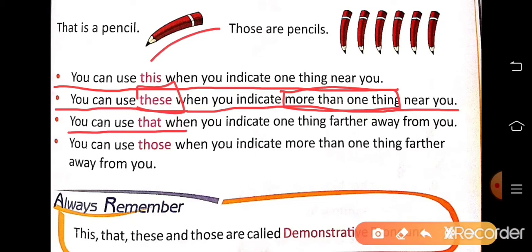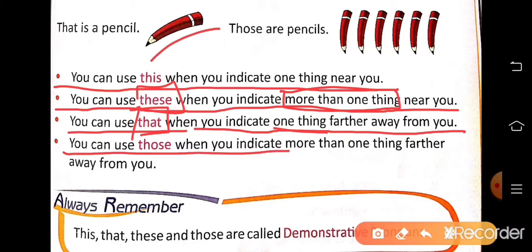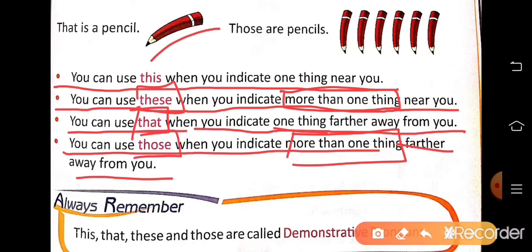You can use that when you indicate one thing farther away from you. जब कोई चीज़ आपसे दूर होती है आप उसको इंडिकेट करते हैं वन थिंग सो we use that. You can use those when you indicate more than one thing farther away from you. जब हमसे ए मोर देन वन थिंग्स हमसे जो दूर होती है उन्हें इंडिकेट करते हैं देन वी यूज दोज. तब हम दो यूज करते हैं.